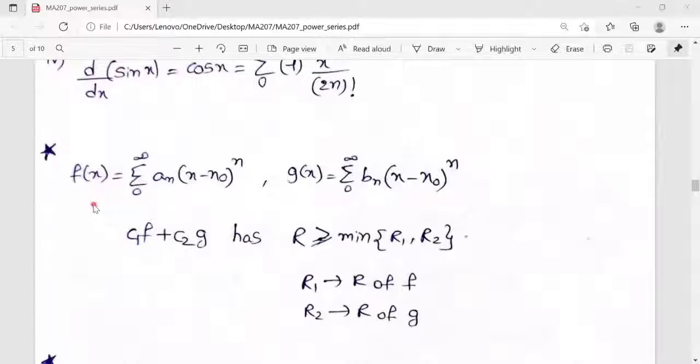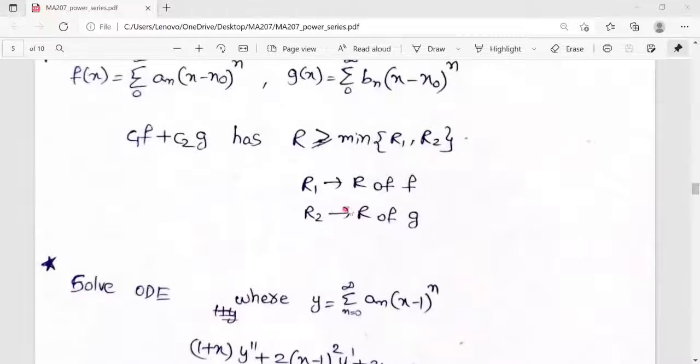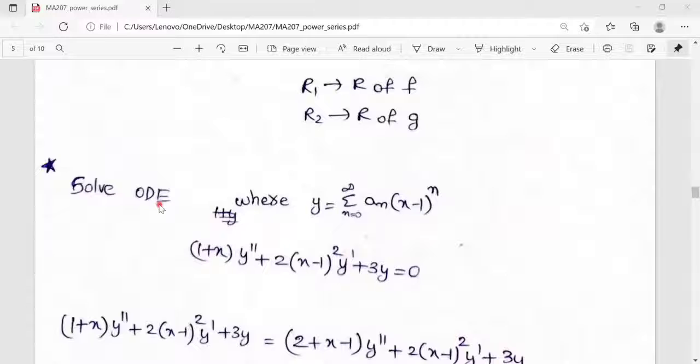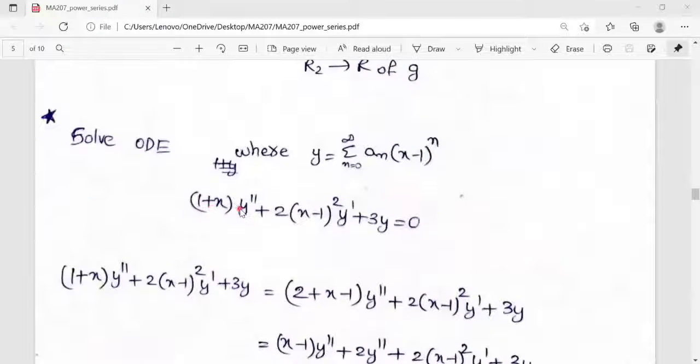We have another theorem. If there are two power series, then a linear combination of these two functions has a radius of convergence at least the minimum of r1 and r2. Here r1 and r2 are the radii of convergence of f and g. By using the above theorems, we will try to solve an ODE.